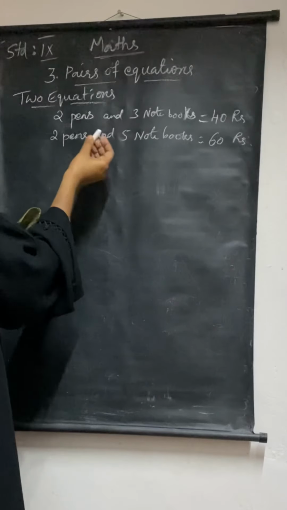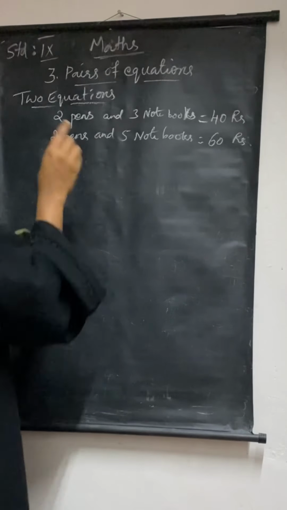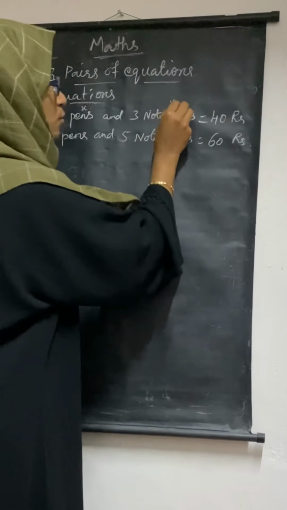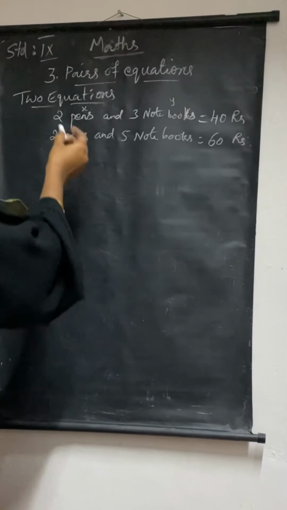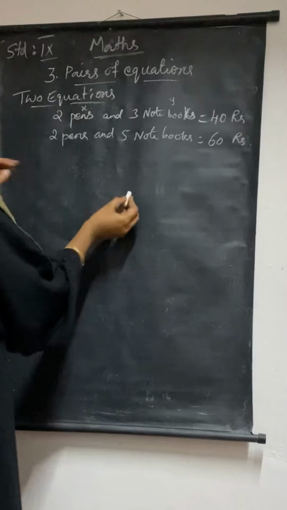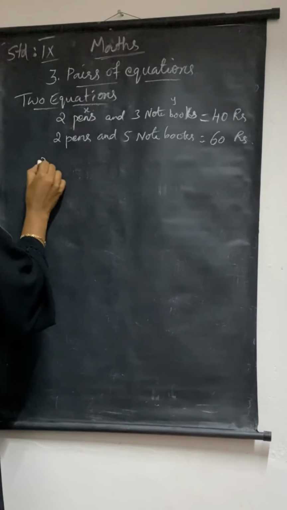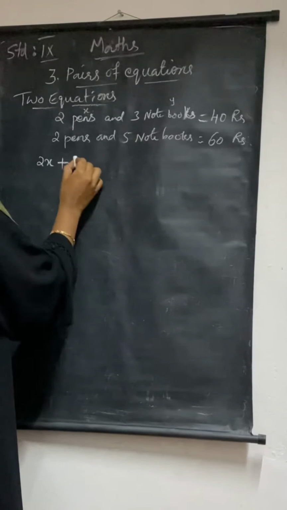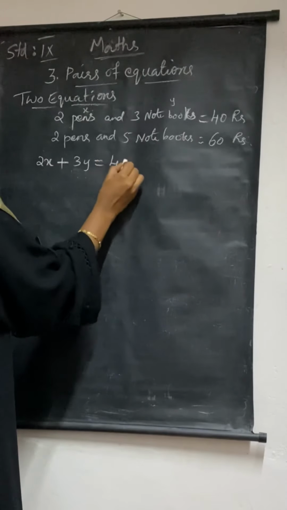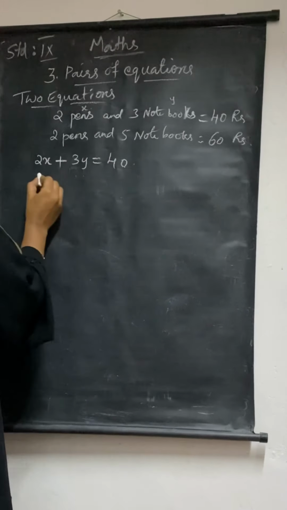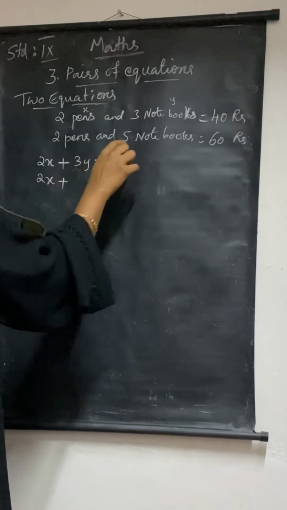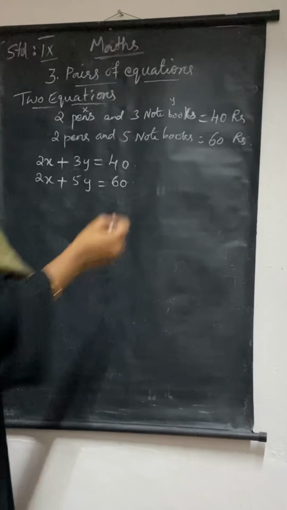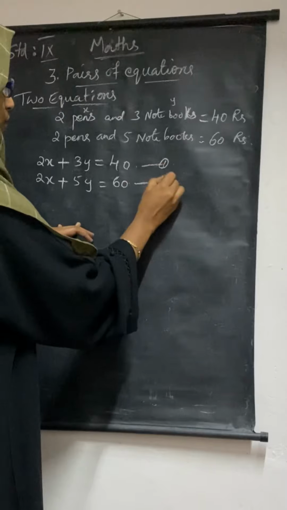How can we make that? First, the price of the pen we don't know, so we take it as x. Pen we are taking as x, notebook we are taking as y. You can take it the other way too, any alphabet you can take. Now we have to make these sentences into equations. 2 pens means 2x, plus, and means addition. 2x plus 3y is equal to 40 rupees. That is the first equation. Now the second one: 2x plus 5 notebooks, 5y, is equal to 60 rupees. You can label them equation 1 and equation 2.